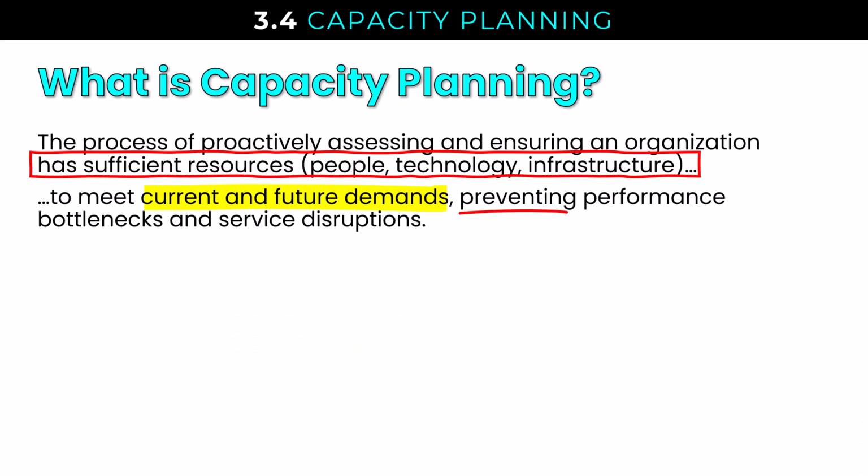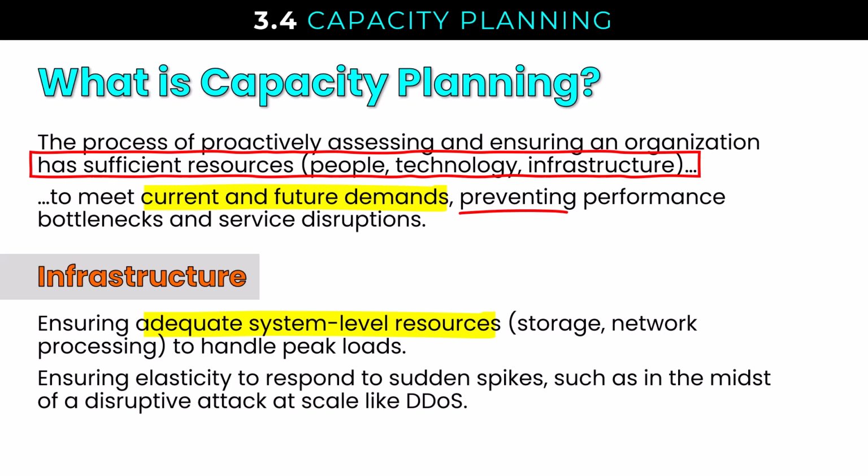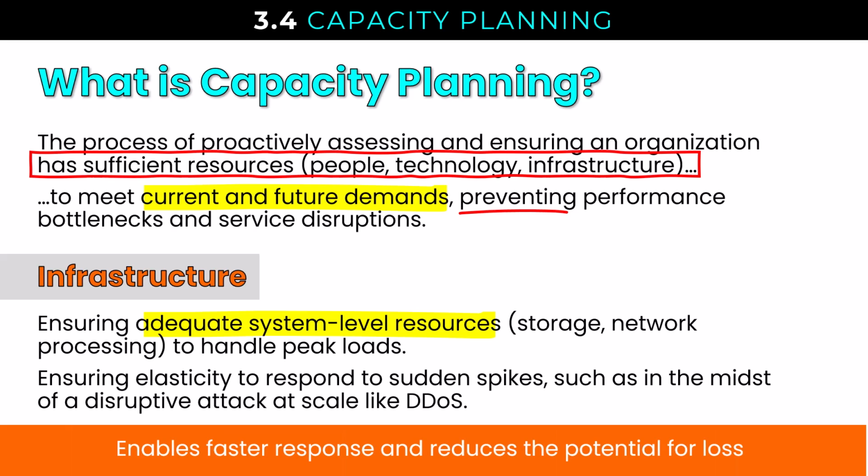And then we have infrastructure, so ensuring adequate system level resources, storage, networking, processing to handle peak loads. So ensuring elasticity to respond to sudden spikes, like in the midst of a disruptive attack of scale, like distributed denial of service. This enables faster response and reduces the potential for loss of any kind, data, financial, or otherwise.